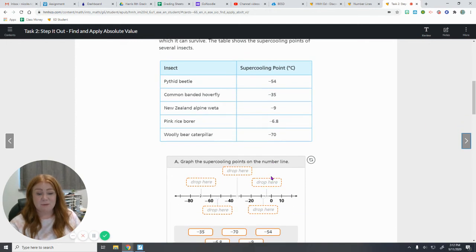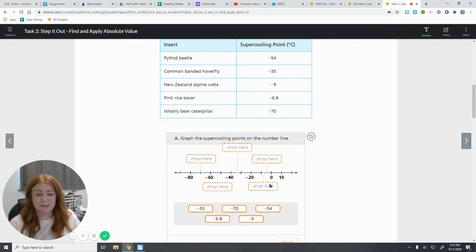So the first thing we want to do is drop these on here. I can see 0 over here on the right. We don't have any positive supercooling points. So here's 20, looks like we're counting by 10, -10, -20, -30. I'm looking for a number between -30 and -40. Oh, here we go. I'm going to drop that there. I can see this one is about on the -70. So why don't you go ahead and pause this video and see if you can finish those 3 there.